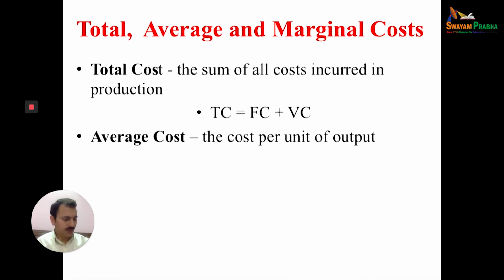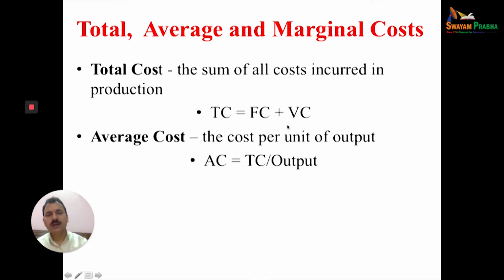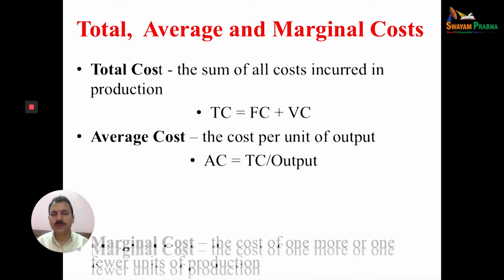Average cost means per unit cost. Per unit cost means total cost divided by output. If you produce a quantity and total cost is 100 and output is maybe 20, then 100 divided by 20 gives the per unit cost, that is 5 rupees. Total cost divided by output is the average cost.